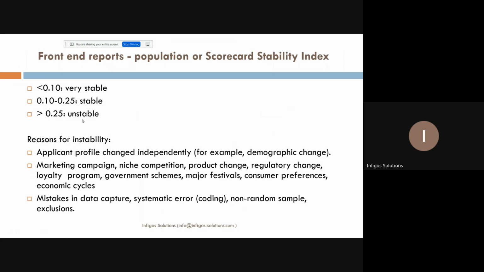Normally, these reports are run 3 months or 6 months after the model is built and used. These are called front-end reports. There could be very few reasons for the model being unstable. Either the applicant profile has changed.